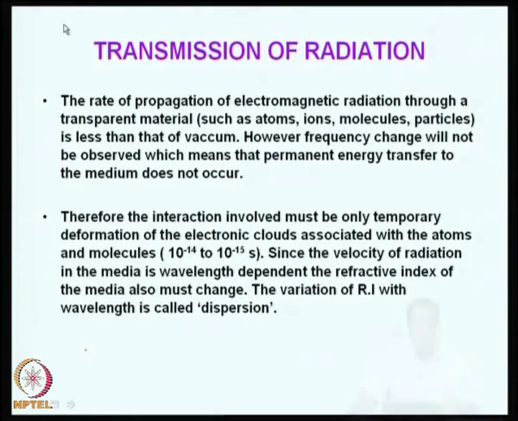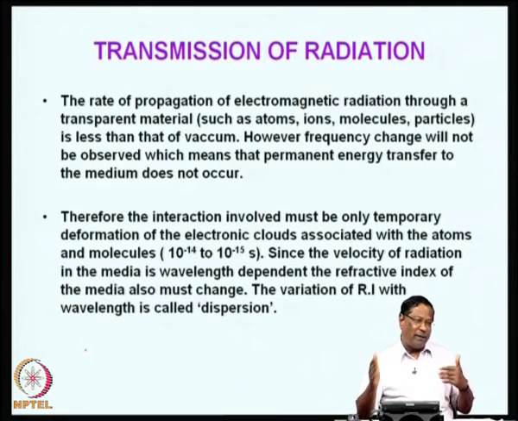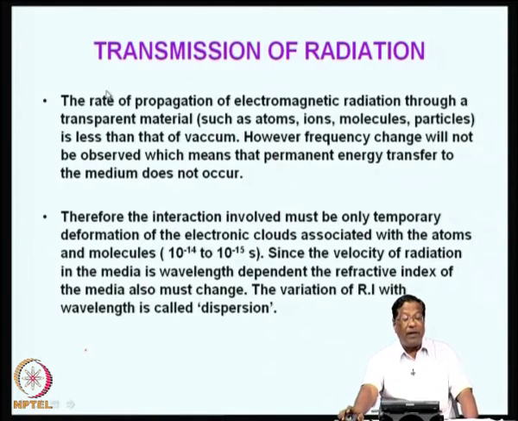Now, we would like to know how the radiation is transmitted, because whenever we use electromagnetic radiations in our instruments, two types of interactions will occur. One is the interaction of matter with the instrument components, and another is the interaction of the electromagnetic radiation with the sample. Now, this is how the transmission of radiation takes place.